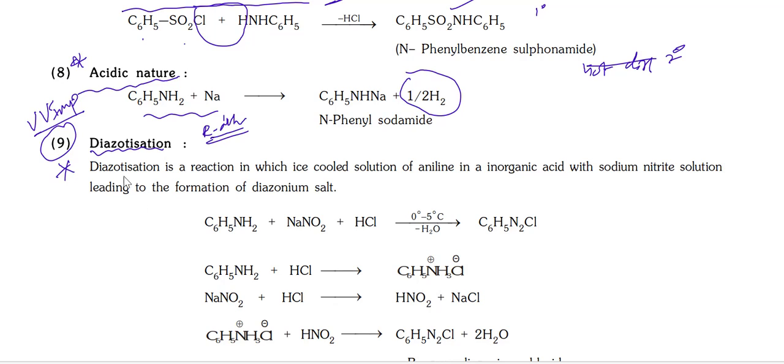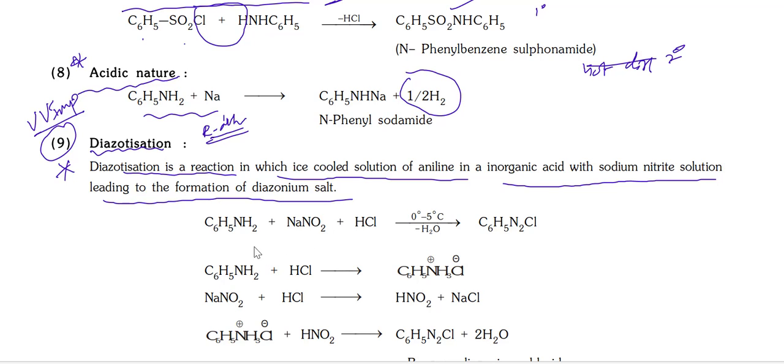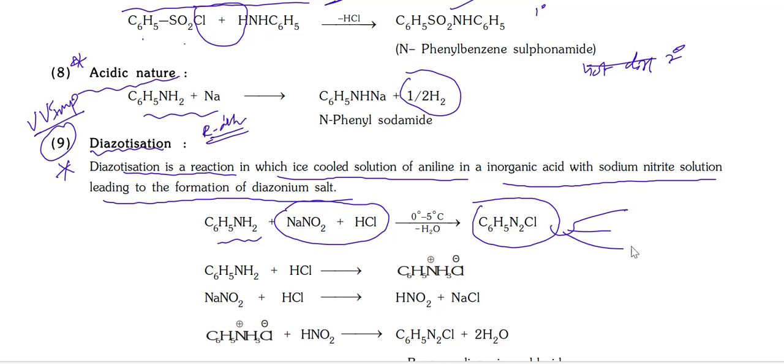Diazotization is a reaction in which an ice-cooled solution of aniline in an inorganic acid is treated with sodium nitrite solution, leading to the formation of diazonium salt. Aniline is indirectly reacting with HNO2, but HNO2 is unstable, so we take NaNO2 and HCl. So this one forms benzene diazonium chloride. This is the half reaction, we can say. It is a good intermediate.